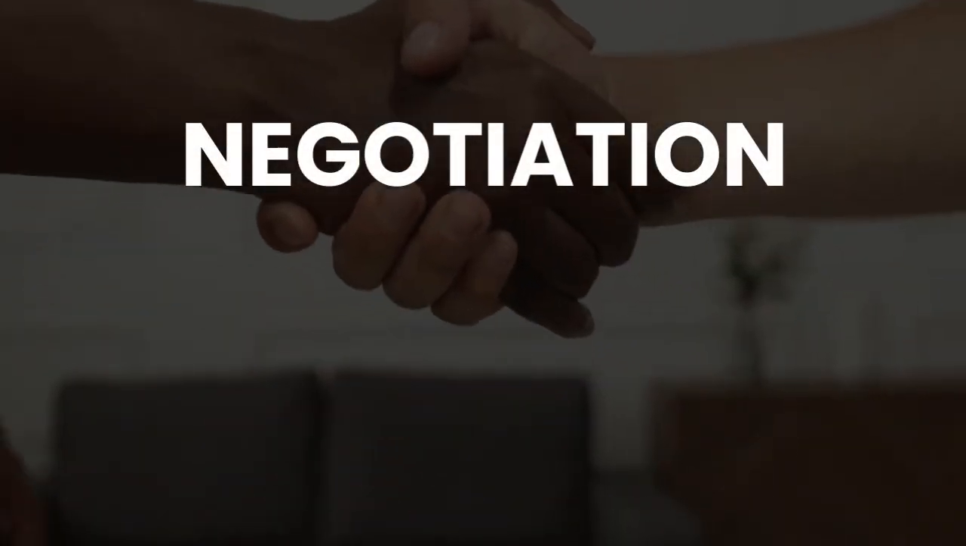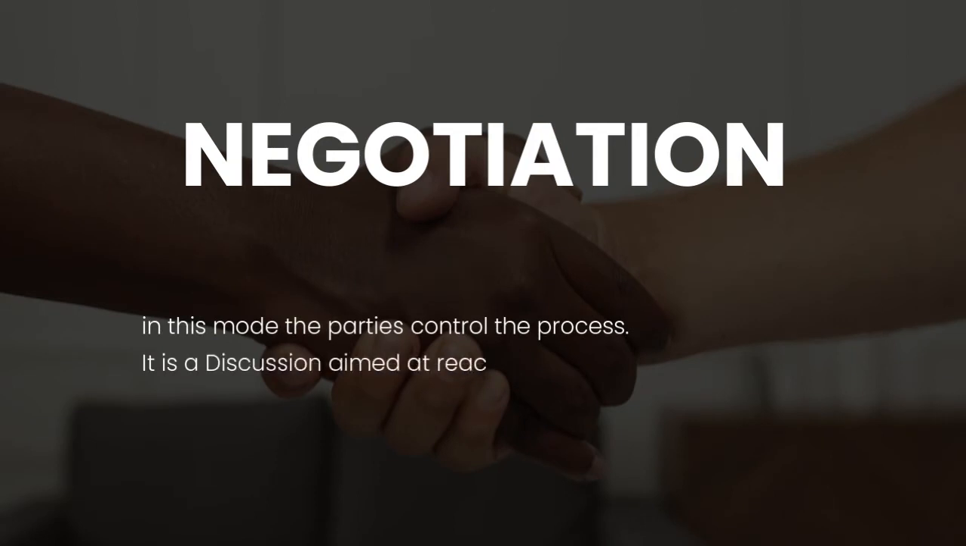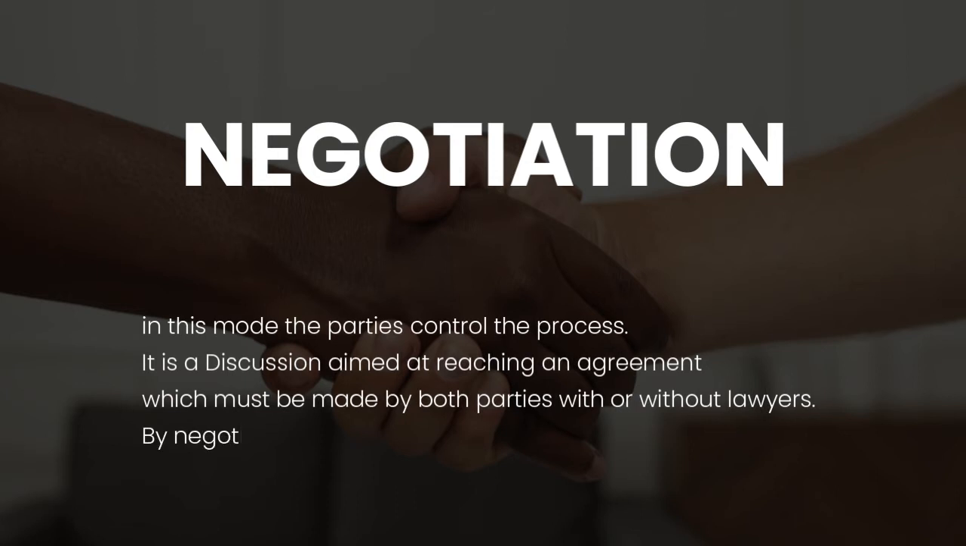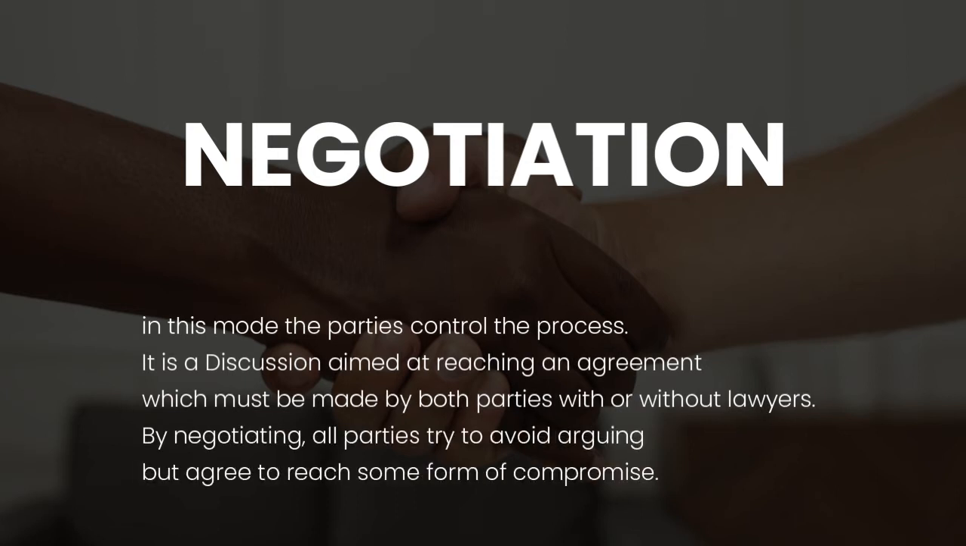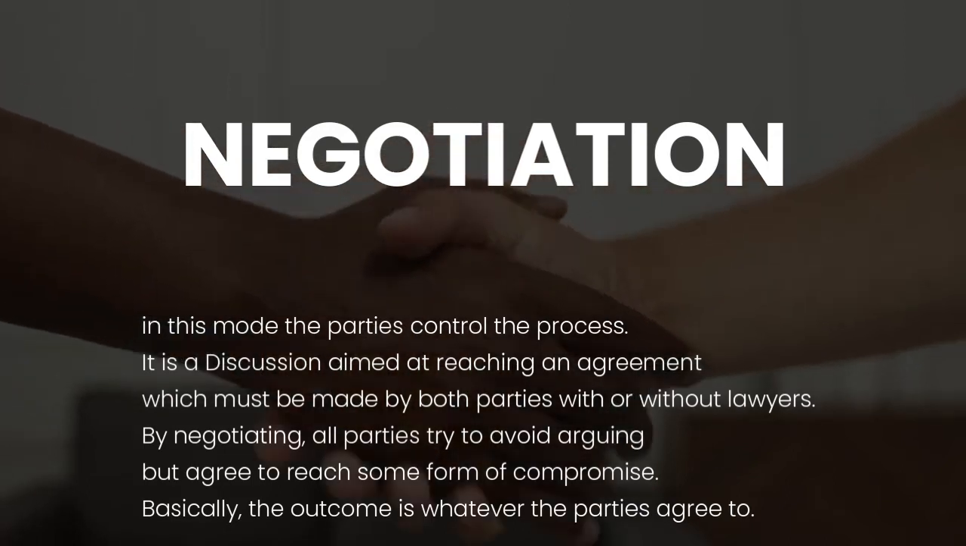Next is negotiation. In this mode, the parties control the process. It is a discussion aimed at reaching an agreement which must be made by both parties, with or without lawyers. By negotiating, all parties try to avoid arguing but agree to reach some form of compromise. Basically, the outcome is whatever the parties agree to.